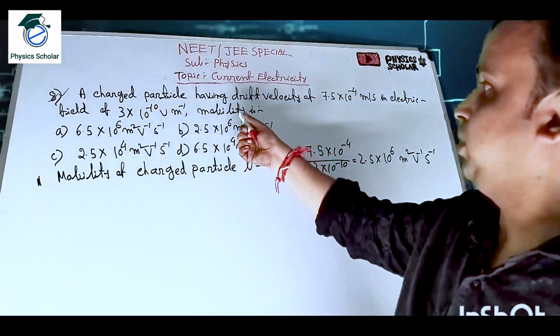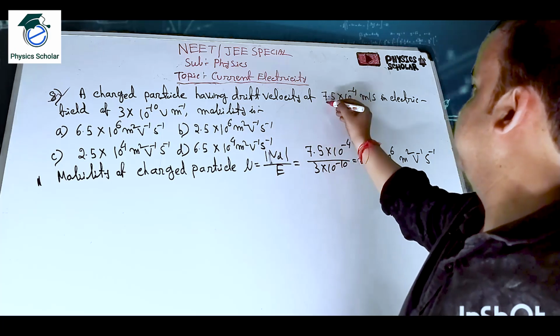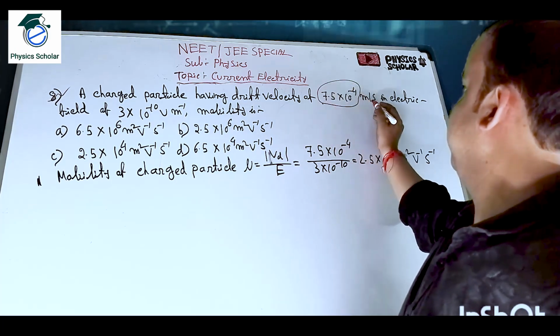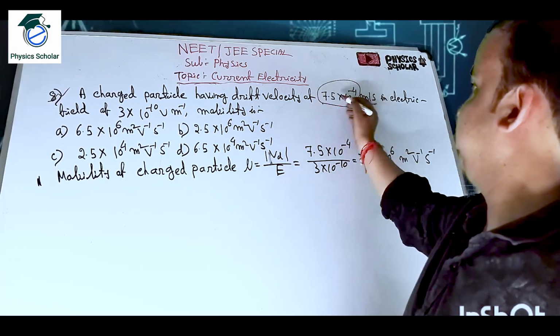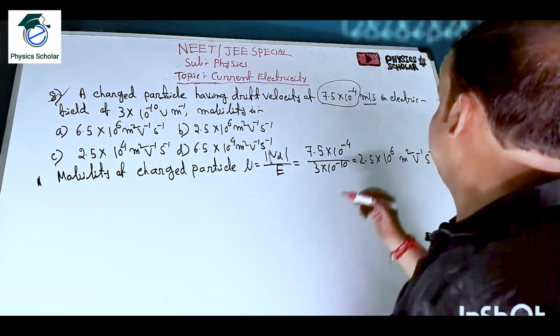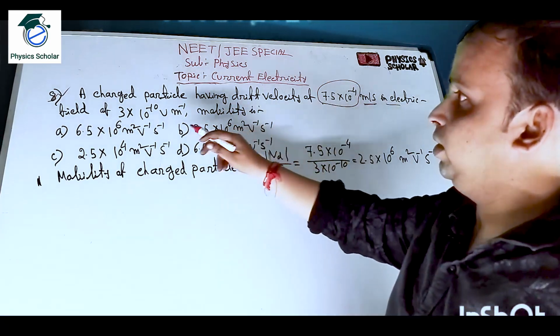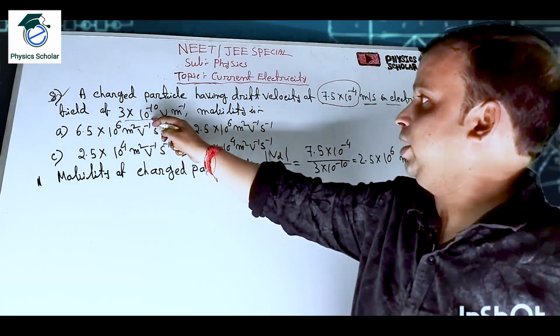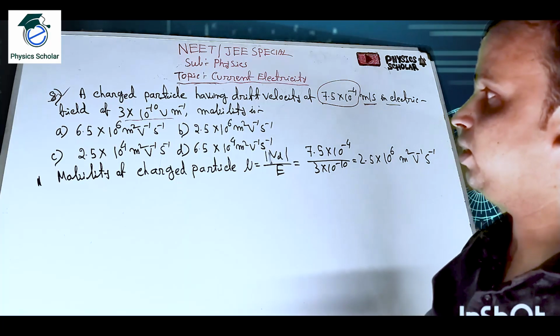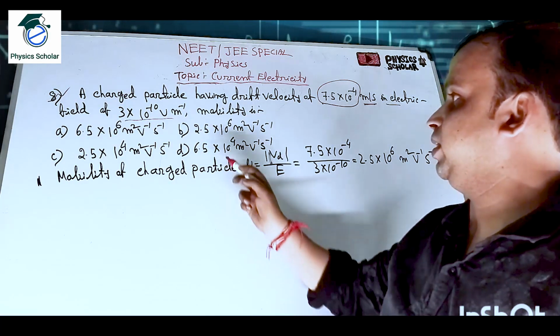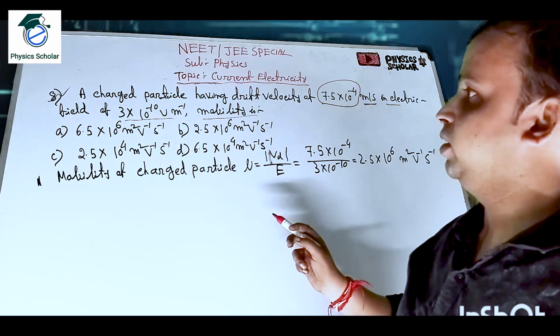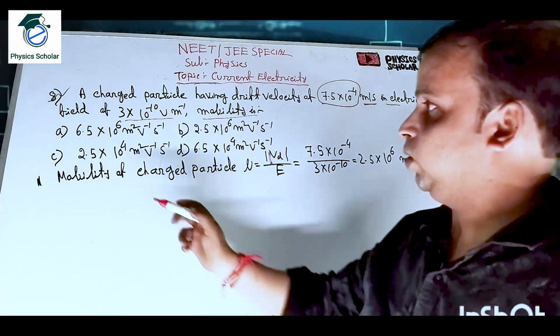A charged particle having drift velocity is given, and as it is a velocity, the unit is meter per second, clear? In an electric field, the electric field is given as 3 × 10⁻¹⁰ volt per meter. We have to find out the mobility. The 4 options are given.